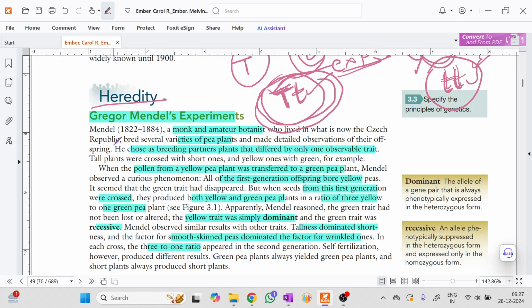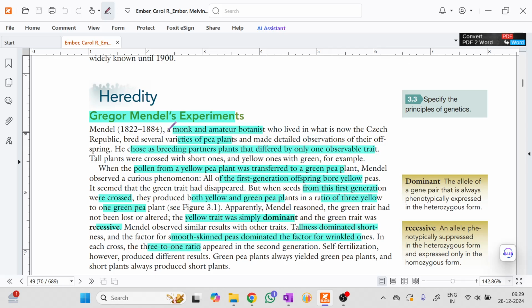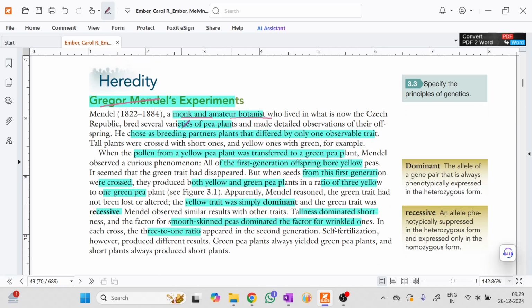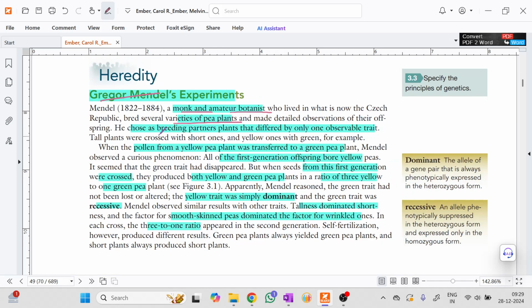Now let's proceed on to heredity. You might have heard about Gregor Mendel. He was a monk, an amateur botanist who worked with varieties of pea plants, and he chose breeding partners that differ by observable traits. By his experiments, he came to give the idea of genetics and heredity.